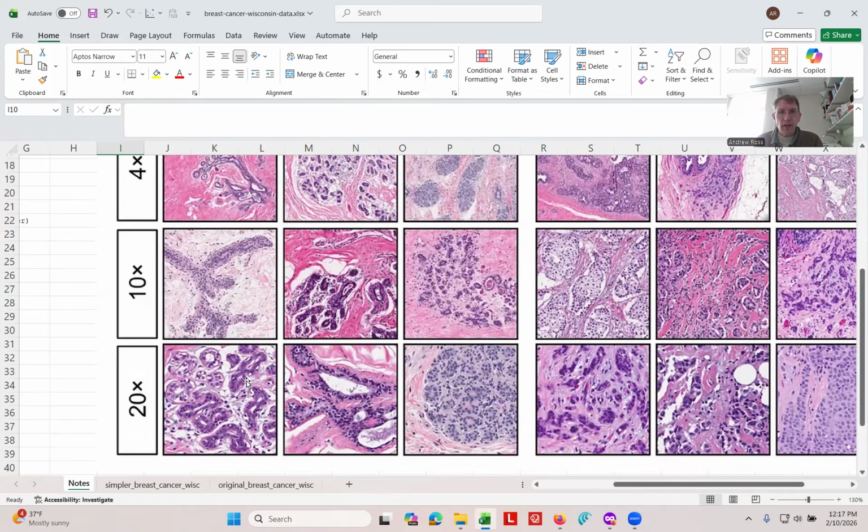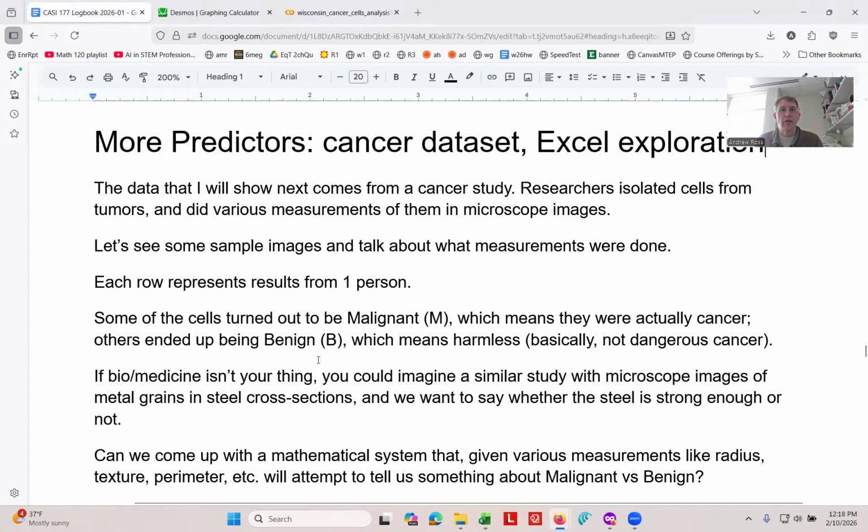They would measure that for each cell in the image and then take the average of all the areas of the cells in this image from this person, or the average of all the perimeters of the cells for this person. And then they also know, based on some other kind of gold standard test, whether the person actually has a malignant cancer or if it's a benign sample.